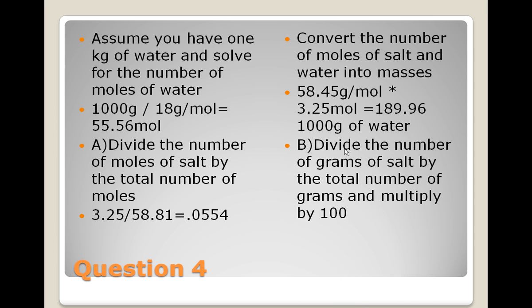So then you're going to divide the number of grams of salt by the total number of grams and multiply by 100. So you know you have 189.96 grams of salt, which you just found, over 1,189.96, which is just 1,000 plus 189.96. Multiply that by 100, so you get 16%.